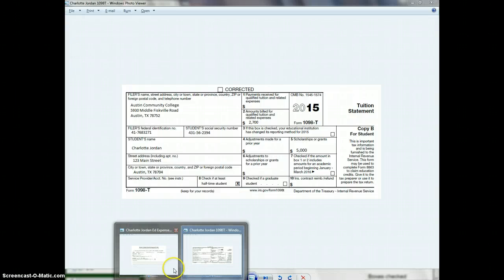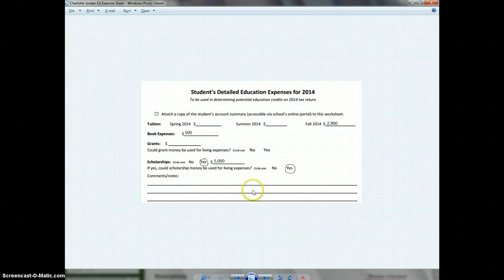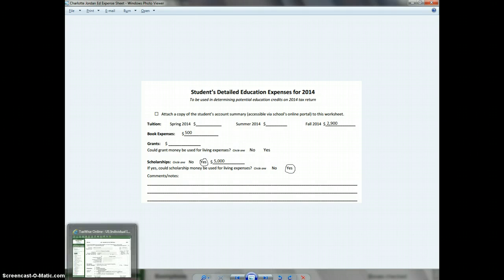Now, our Cash for College staff helped Charlotte pull her account summary from ACC and found a little bit different story there. She actually spent 2,900 on tuition in 2014, and then she spent 500 on books last year. They also found that the $5,000 in scholarship income was correct, and that all of that money could be used for living expenses, which is an important piece of information for us in doing the alternate calculations for the education credits.